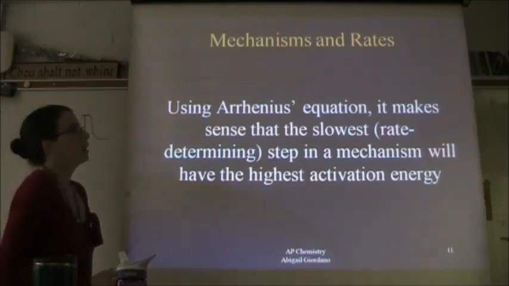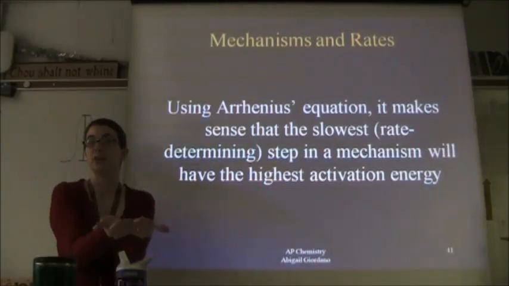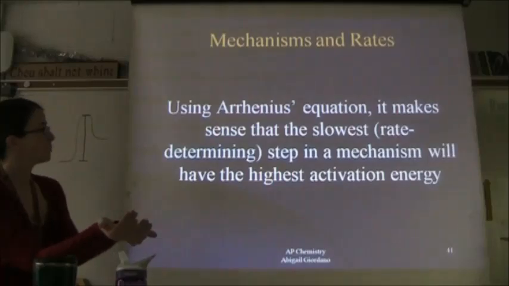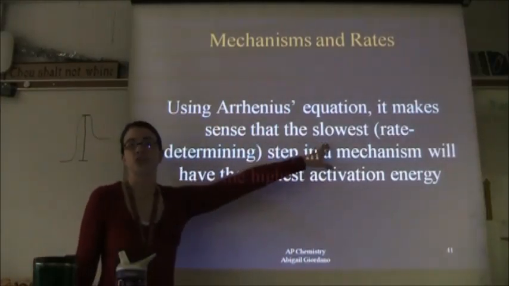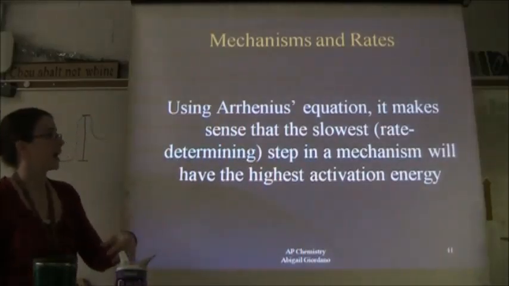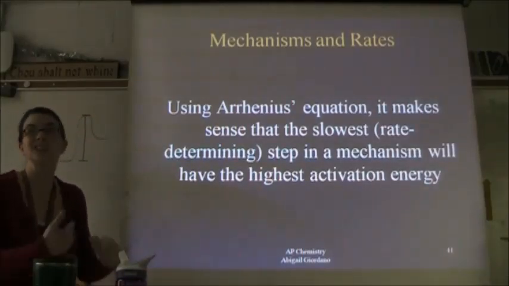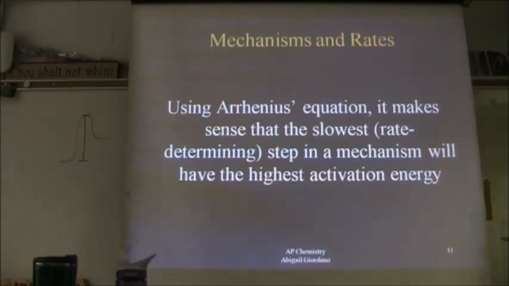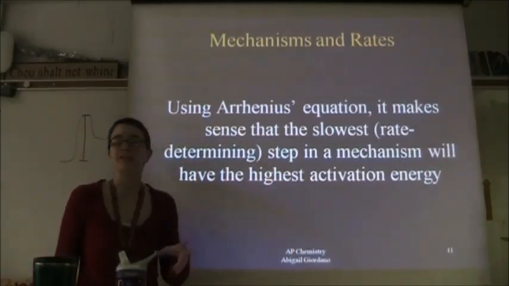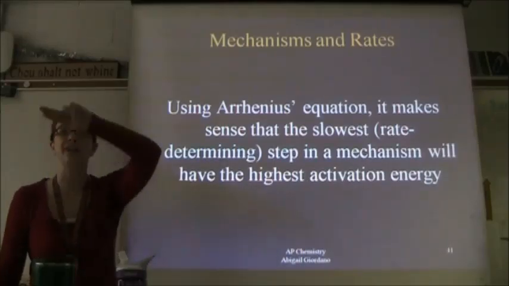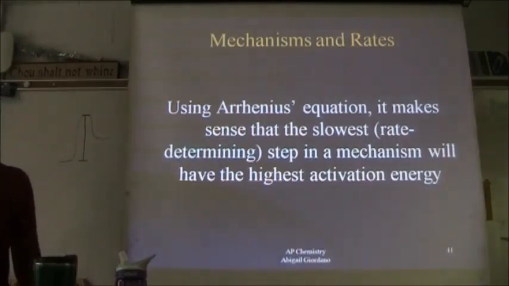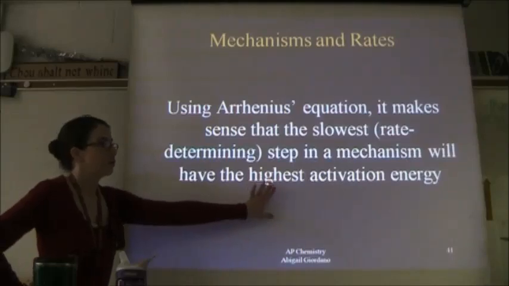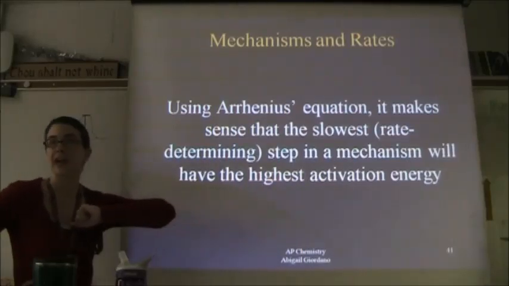Okay, now, let me tie these two concepts together that we've been talking about. Collision theory, Arrhenius, and reaction mechanisms. Guys, it should make sense to you that in a reaction mechanism, that slow rate determining step is the slow step because it has the highest activation energy. That should make sense to you. If you have to run over 3 hills, the hill that is the highest, that's going to take you the most amount of time to run over. So the reason the slow step is the slow step is because it has the greatest activation energy.